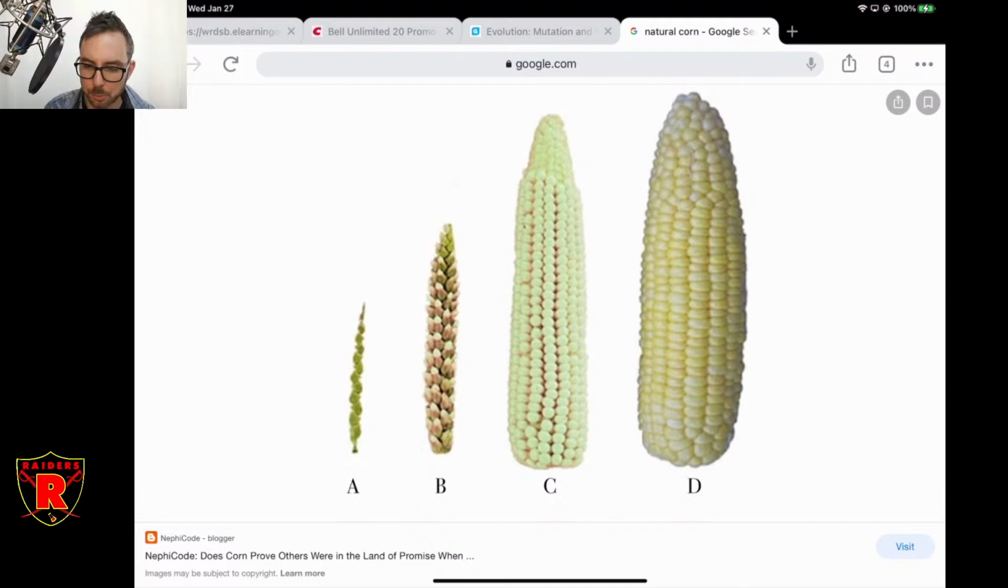Okay, so we do this with food crops. We do this with dogs. I mean, look around at the variety of dogs that are out there. They all came from the gray wolf in the last 10,000 years, which is when we really started engineering dogs.